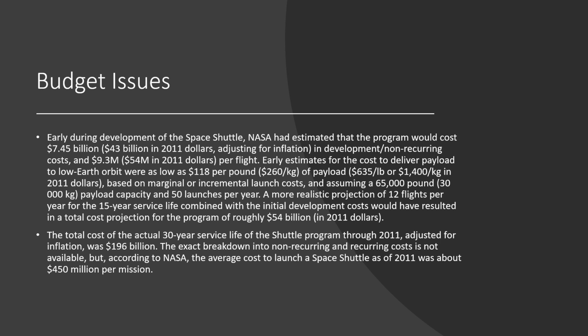Early during the development of the Space Shuttle, NASA had estimated that the program would cost 7.45 billion in development non-recurring costs, and 9.3 million per flight. Earlier estimates for the cost to deliver payload to low Earth orbit were as low as 118 dollars per pound of payload, based on marginal or incremental launch costs, and assuming a 65,000 pound payload capacity and 50 launches per year.